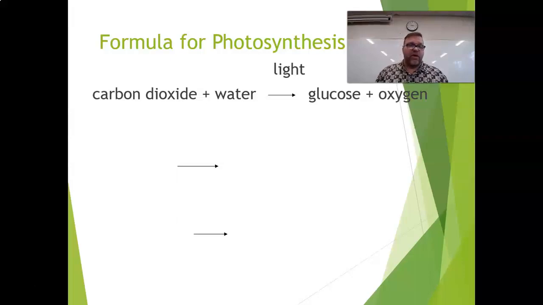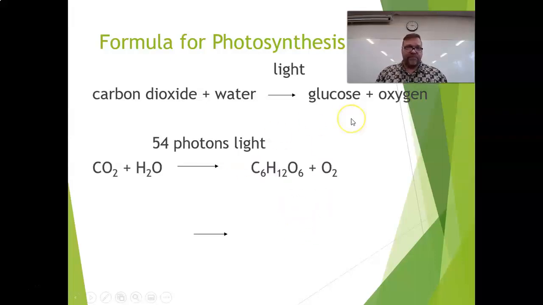So it looks like we have carbon dioxide and water. It's interacted by light from the sun, and it produces glucose and oxygen. Let's look at what the chemical formula looks like. CO2, that's the chemical formula for carbon dioxide. Water's formula, you already know that, is H2O.